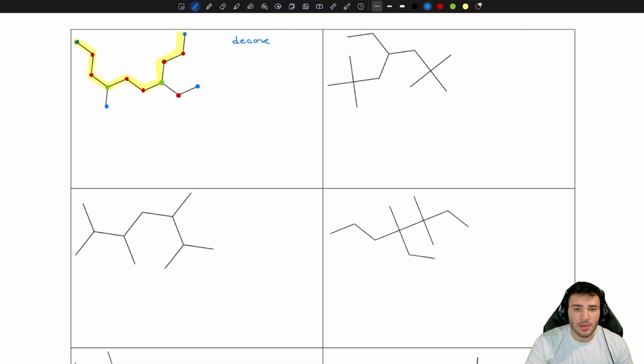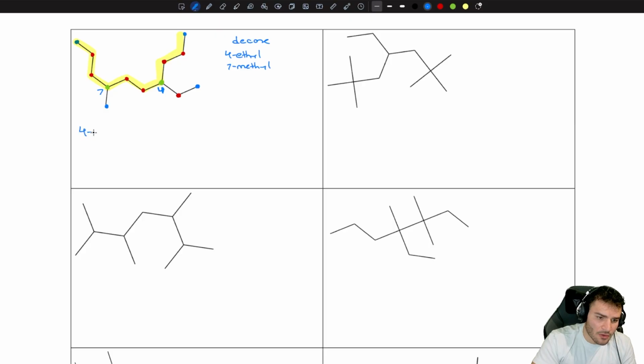Again, I suggest you stop, try to figure out their numbering. The numbers should be the 4 on this substituent. Where's my pen not drawing? There we go. And a 7 on this position, which means on 4 we have ethyl, and on 7 we have methyl. And so if we were to organize this in alphabetical order, it comes out to be 4-ethyl, 7-methyl, decane.